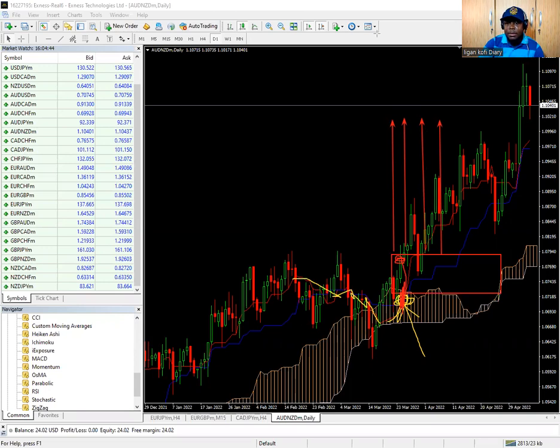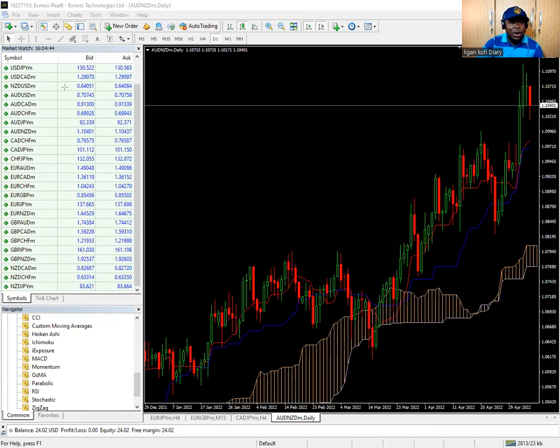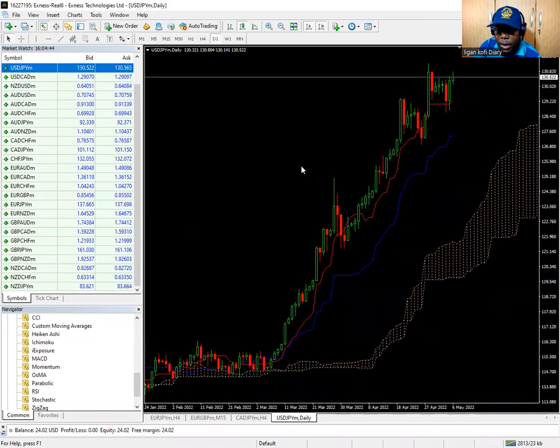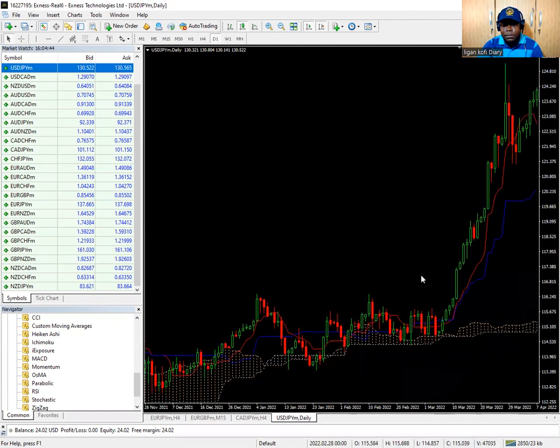Is that okay? Now, let me change the pair and pick another pair and see if we can see a similar thing. Okay. Look at a similar thing here. Look at it here. We had a cross of the red line over here, up. We also had a cross somewhere here, up.